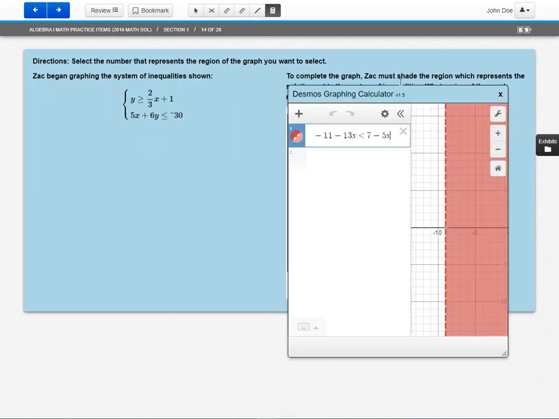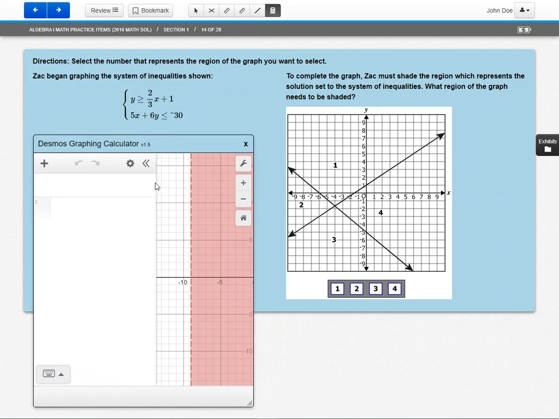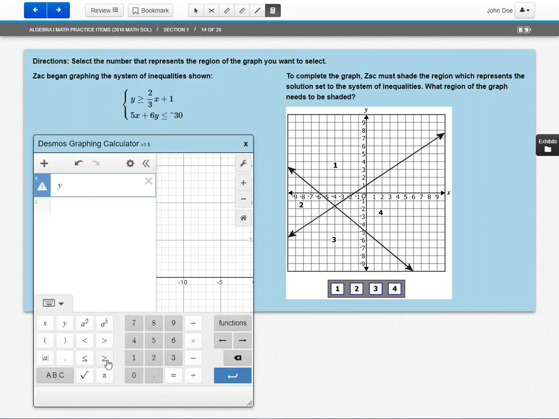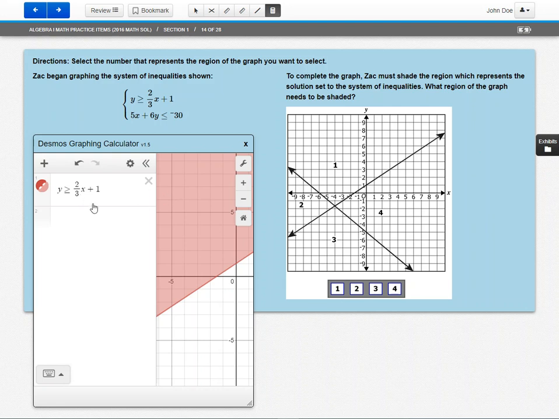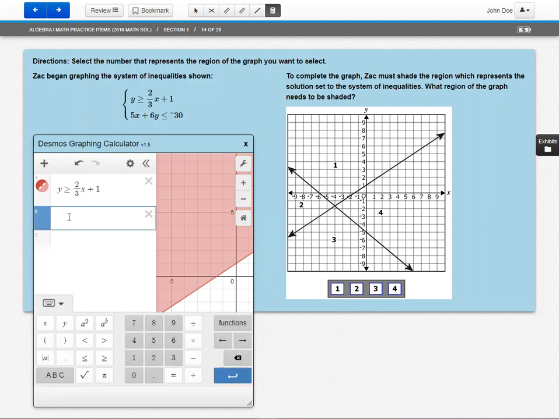All right, here's one that's a pretty common question we see on the SOL. It says, what number would be the solution set for these two inequalities, a system of inequalities? So we know that the solution set is where the two inequalities overlap, right? So what I would do is I would type this into Desmos. So I see it says y is greater than or equal to, and then 2/3. All right, so we type in the things in Desmos here, right? So I typed in the first one, and now I'm going to type in the second one. 5x plus 6y is less than or equal to -30.